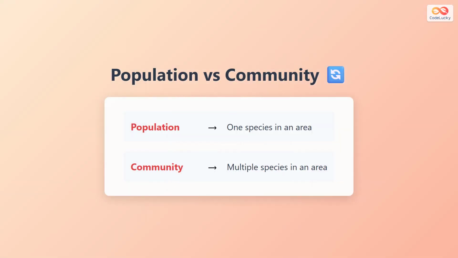It's important to understand the difference between a population and a community. A population refers to all individuals of one species in an area, such as all the deer in a forest. A community, on the other hand, includes multiple species in an area, such as deer, squirrels, birds, and trees all together.